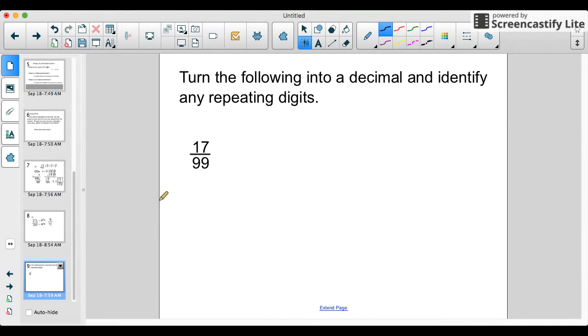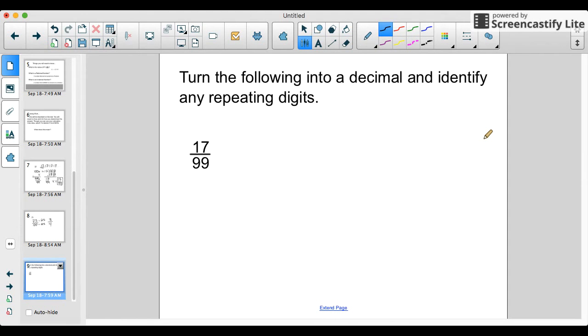Lastly, there will be these directions on your test. Turn the following into a decimal and identify any repeating digits. Remember, digits are just numbers, the same as integers. Digits, integers, and numbers are all the same thing. So in this case, this already looks familiar because we've done it once already. We turned the decimal into a fraction, and now we have the fraction to turn into a decimal.